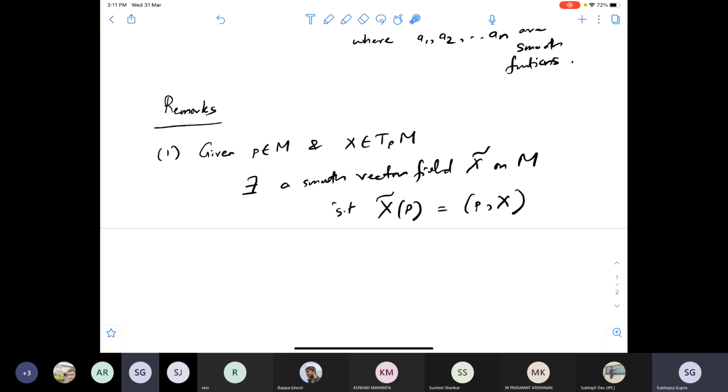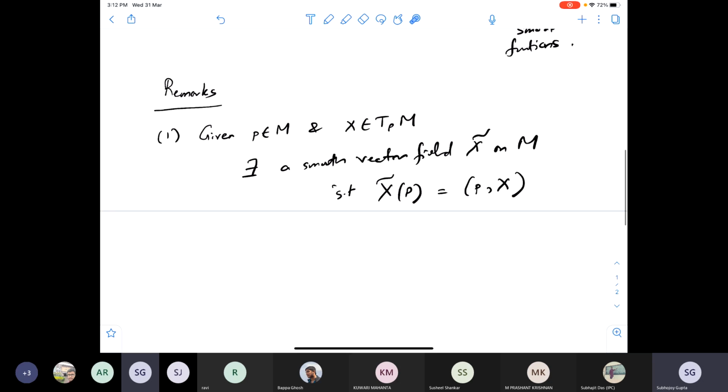So here I've been given a vector at the point P, and I want a smooth vector field on the whole manifold so that at that point P, it is that vector. This you can do. This immediately ensures there are lots of vector fields on any smooth manifold. You can have a vector field with a prescribed vector at a particular point. And how can you do this?